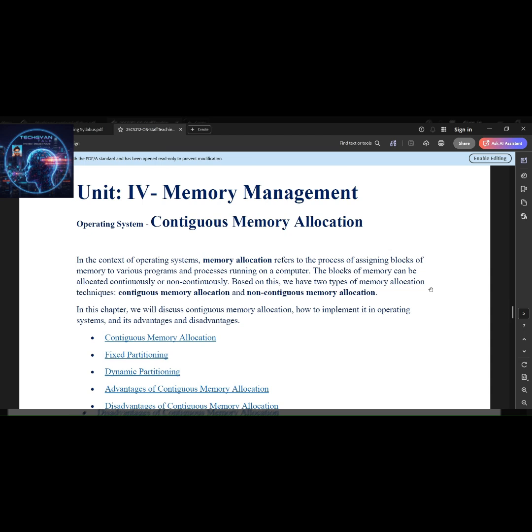So, good day. Today's topic is from operating systems and memory management. Under memory management, we are going to see contiguous memory allocation. So, what is contiguous memory allocation?